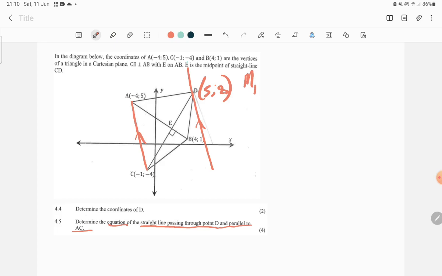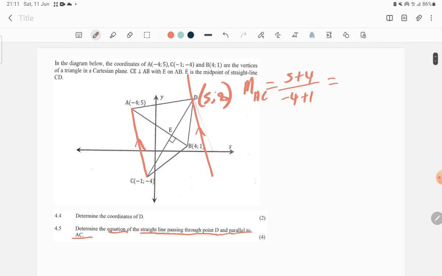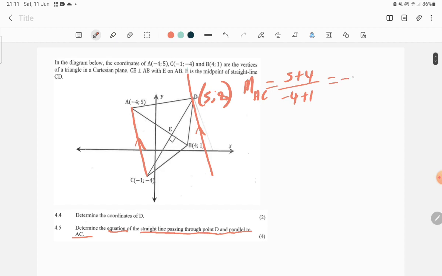The gradient of AC we can just quickly find out, that we have 5 plus 4, then divided by -4 plus 1. That makes it, what are we having? This is 5 plus 4, then divided by -4 plus 1. That makes it 9 over -3, which is going to be negative 3. So the gradient of AC is -3.